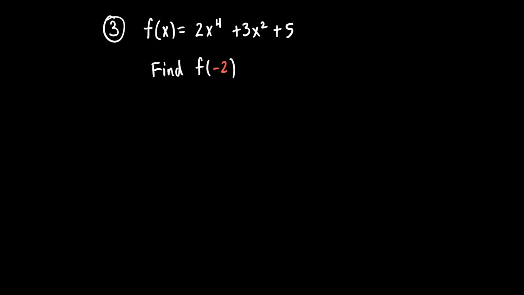All right, so last example here. We've got f of x is equal to 2x to the 4th plus 3x squared plus 5, and they want us to find f of negative 2. The first method we'll use is direct substitution. We're just going to plug in negative 2 wherever we see an x.